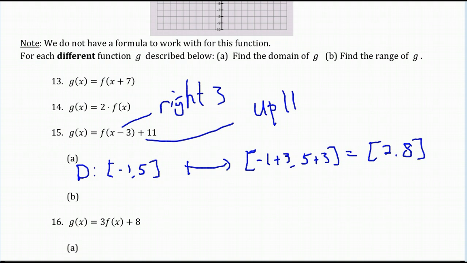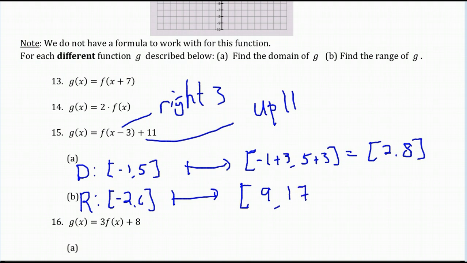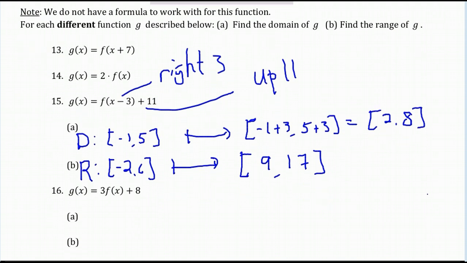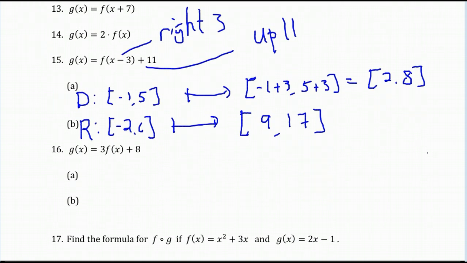Now for our range, the only thing that's happening vertically for this transformation is that we're shifting the graph up 11 units. So we're going to take our range interval and move it up 11 units, and that gives us the new range, which we obtain by just adding 11 to -2 to get 9, adding 11 to 6 to get 17. And that's it. Those are our new domain and our new range for this new function g.